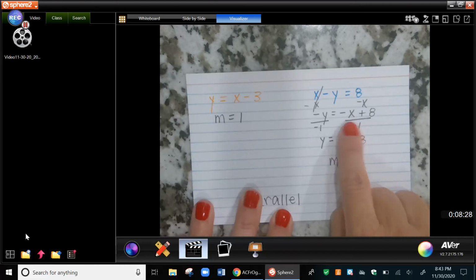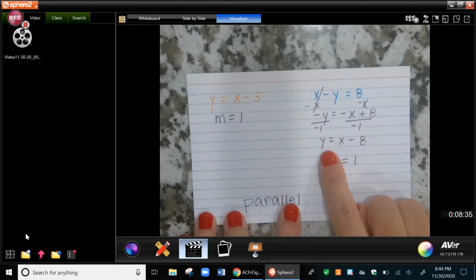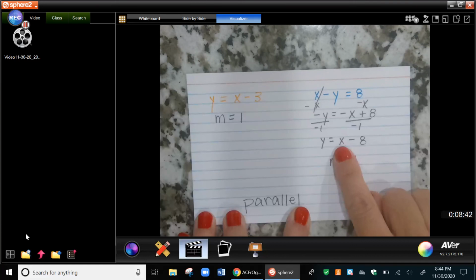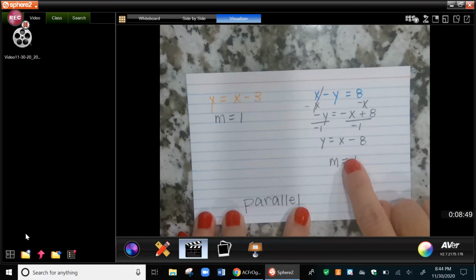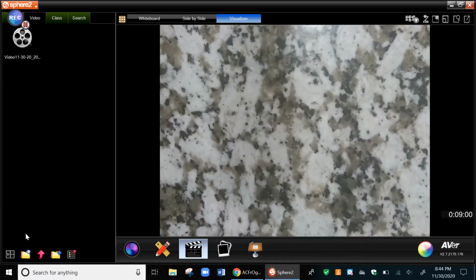I don't want to know what negative y is. I have one more step. I have to divide by negative 1. So now y equals negative x divided by negative 1, positive 1x. And 8 divided by negative 1, negative 8. So what's the slope of that equation? Now it's easy to see that the slope of that equation is 1, just like our first equation. They have the same slope, parallel lines. You guys are getting good at this, right? You're feeling better about it?